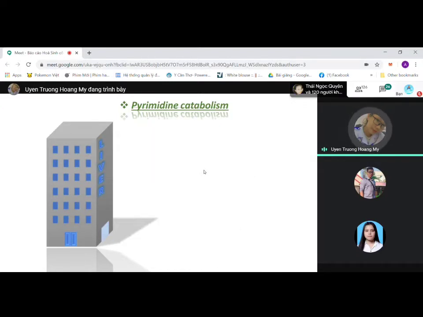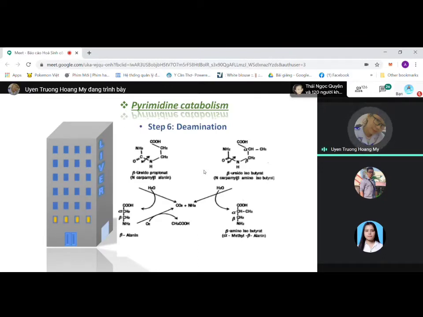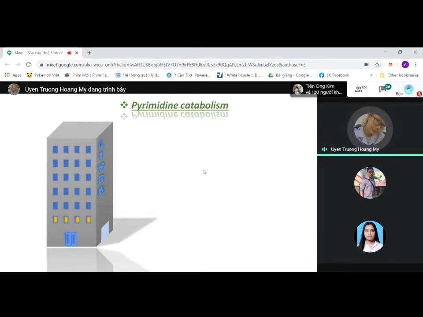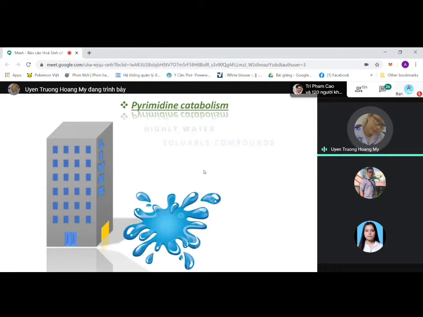So, step 6. Deamination. Beta-ureidopropionate and beta-ureidoisobutyrate are converted into beta-alanine and beta-aminoisobutyrate by the enzyme beta-ureidopropionase. The secondary products of this reaction are ammonium ion and carbon dioxide. Beta-alanine and beta-aminoisobutyrate are highly water-soluble compounds.